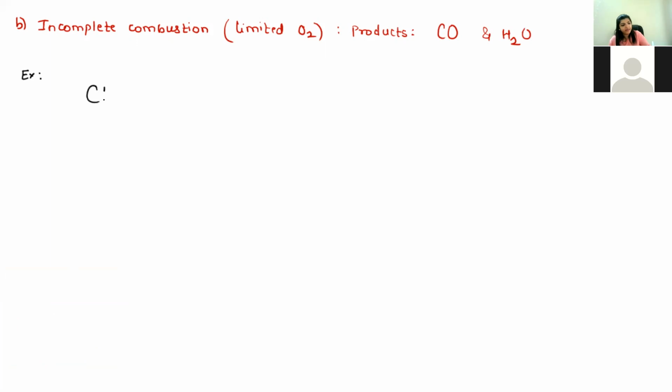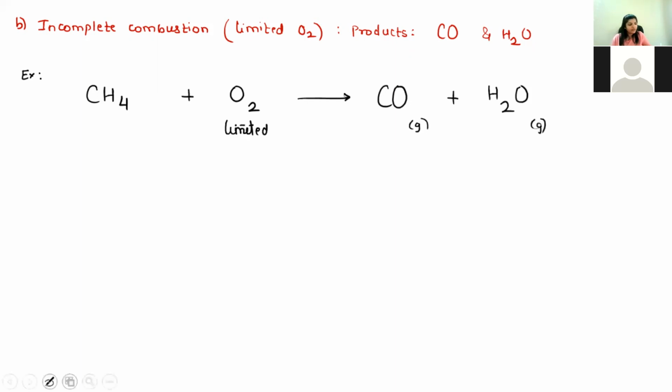Once again, we'll take methane, CH4 plus O2. It's limited, so the product will be carbon monoxide plus water vapor. Once again, let's balance the equation. CH4, carbon 1, so carbon is balanced. Hydrogen 4, hydrogen 2, so it's going to be 2H2O. Then let's go for oxygen. Over here oxygen is 1 plus 2, 3, and over here it is 2, so we can write 3 by 2 or 1.5.